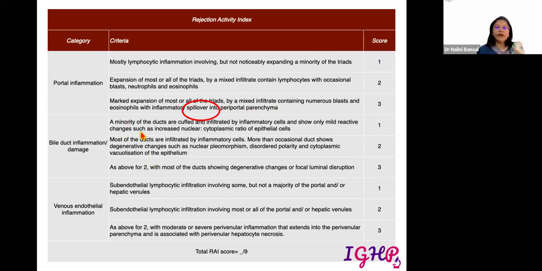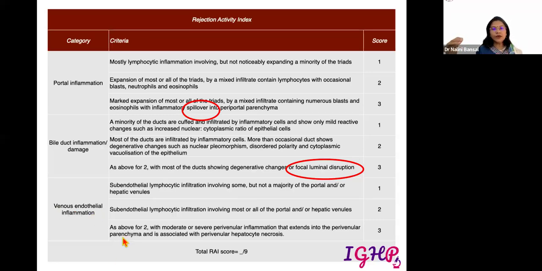Now, in the bile ductal inflammation, again, we have few ducts which are infiltrated. Then we have most of the ducts. And then if you are finding most of the ducts showing degenerative changes or there is luminal disruption of the duct, then we call it grade 3 of the bile duct damage. So it is found in few of the tracts or in most of the tracts. Now, when we say few or most of the tracts, we are talking of a biopsy of adequate size. An ideal biopsy should have 11 to 15 portal tracts present. And then the third component, that is venous endothelial inflammation.